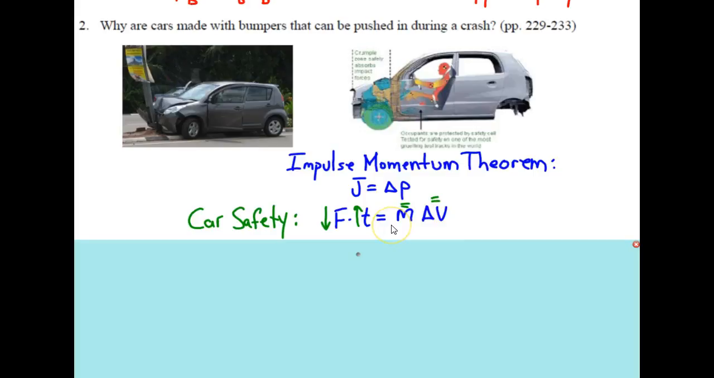What does change? What happens here is that we increase the amount of time over which the force of impact acts by having this crumple zone, and therefore reduce the force of the impact itself. So this is why cars are made with bumpers with crumple zones that can be pushed in during the crash, to reduce the force ultimately on the occupants of the vehicle.